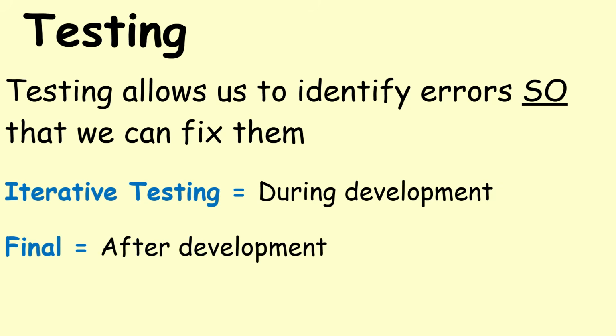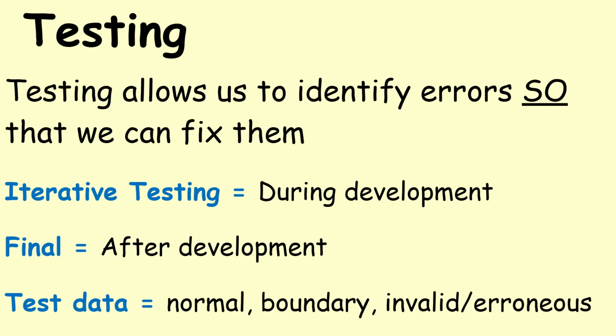And then we've got final testing, which happens after development. So you finish creating your program, you get your list of success criteria, and you would go through and check it against them. When we do test, we use test data, often to fill out a testing table. So we want to test things that should work and should be accepted, like normal data.